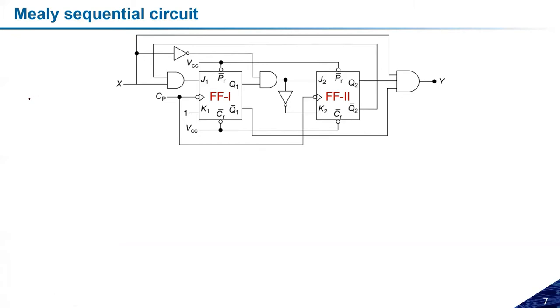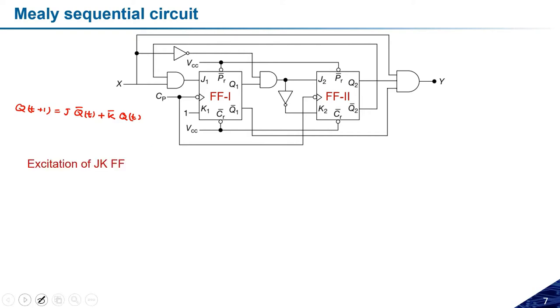We know that the characteristic equation of the JK flip-flop is Q(t+1) = J Q(t) bar + K bar Q(t). So this is the characteristic equation of the JK flip-flop. If in place of JK it were a T flip-flop, I would have to write the equation for the T flip-flop. Whatever kind of flip-flop we have in the sequential circuit, accordingly we write the characteristic equation of that flip-flop. This is the first thing that we have to do.